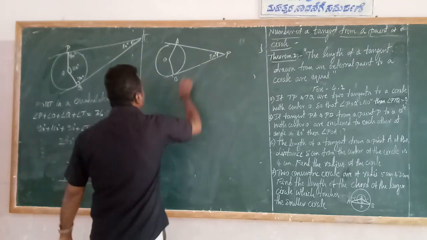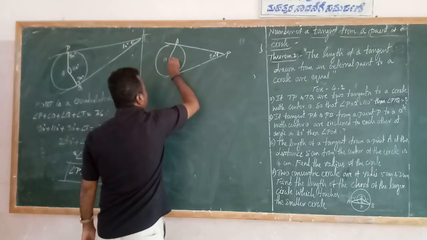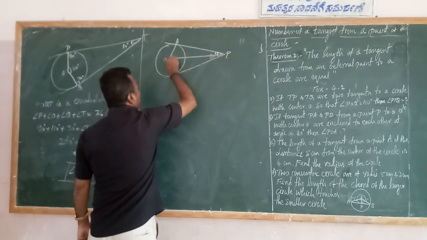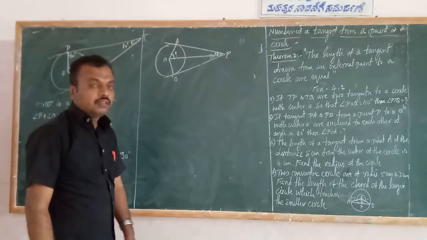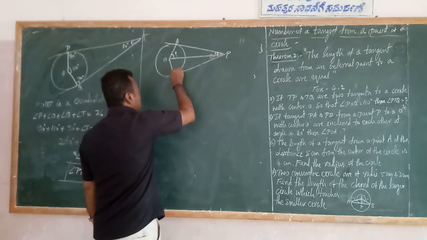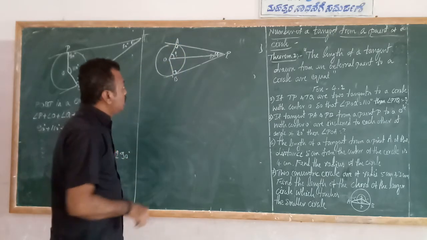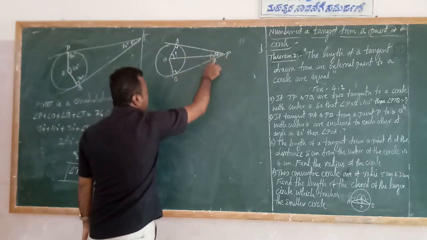Then we have to calculate angle POA, so we have to join this line. Okay, students, see, this is 90 degrees. This is also 90 degrees. We know this already. Angle APB is 80 degrees.